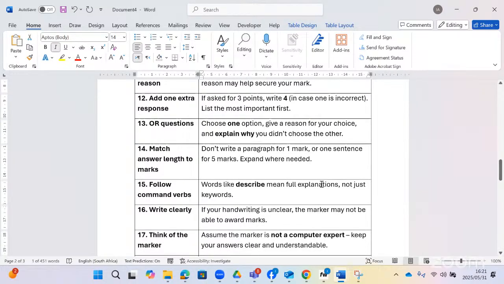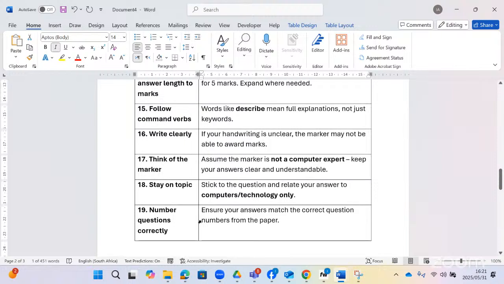Now follow command verbs. Verbs like describe mean a full explanation, not just keywords. So if you get a question that says describe, you need to explain it further. But if you say define, you can give the keyword and then you give the function. You must write properly and think of the marker. You must think that the marker does not know anything about computers or CAT. So you have to try to convince the marker very well when you are answering the theory questions.